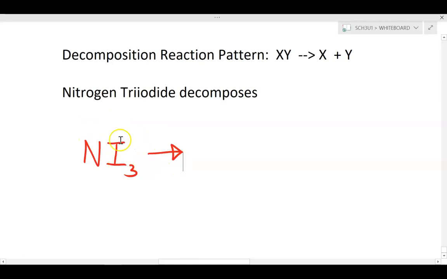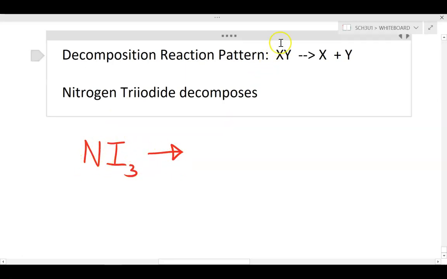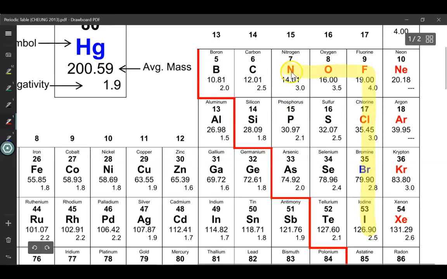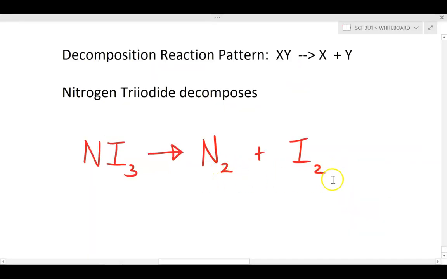Anyway, let's decompose it. Here's the pattern, NI3, XY. X is the nitrogen, Y is the iodine. Breaking them apart gives you X and Y. Can you guess what I'm going to do now? Diatomic! Nitrogen is diatomic, iodine is diatomic. Don't leave them on their own. And this is a simple decomposition reaction.